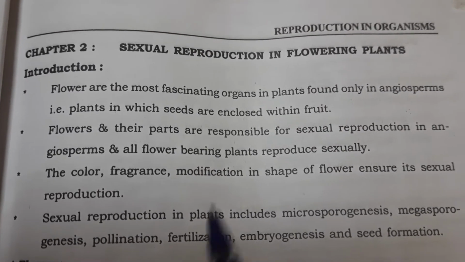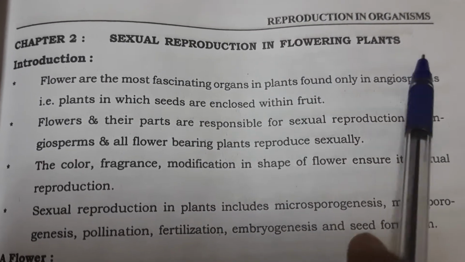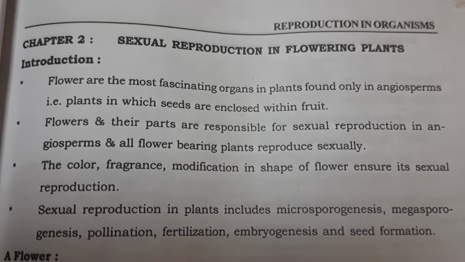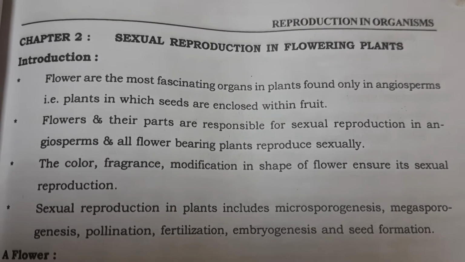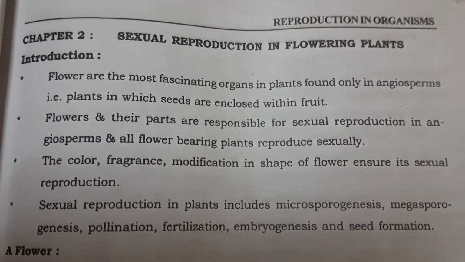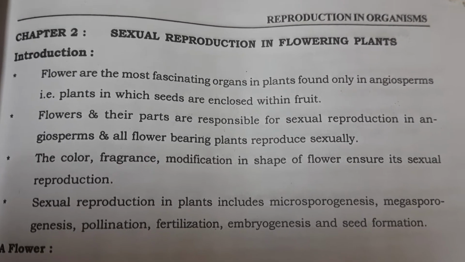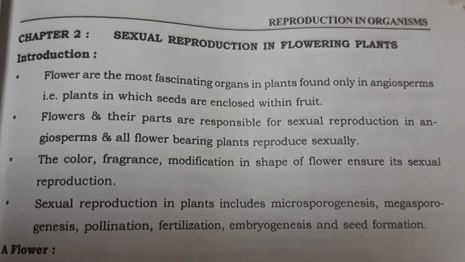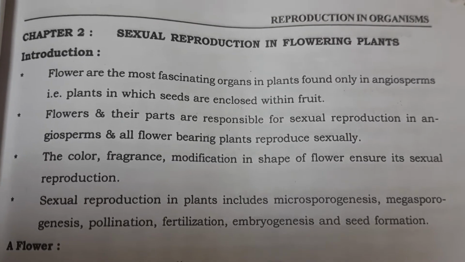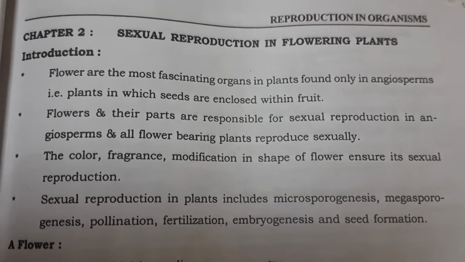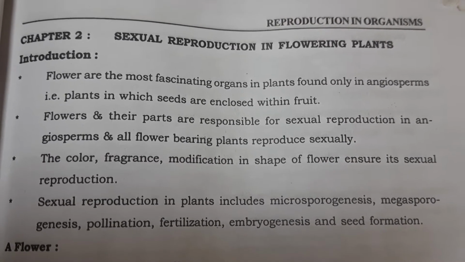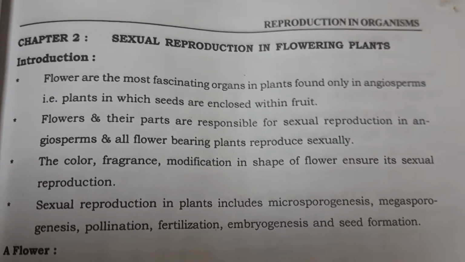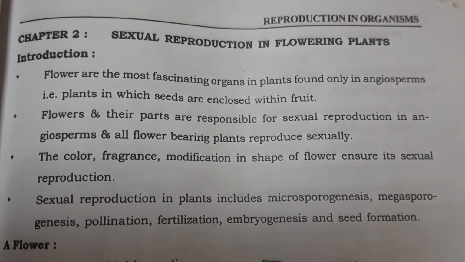I will start with the second chapter, that is sexual reproduction in flowering plants. How does reproduction take place in the plant? Here the flower is involved in sexual reproduction in plants. This flower is produced only in angiospermic plants. These flowers are absent in bryophytes, pteridophytes, and gymnosperms, but present only in angiosperms.